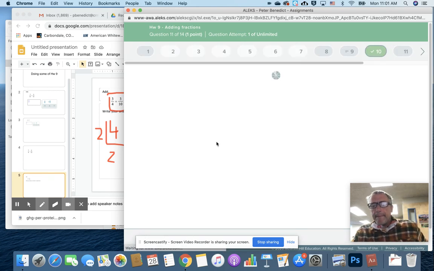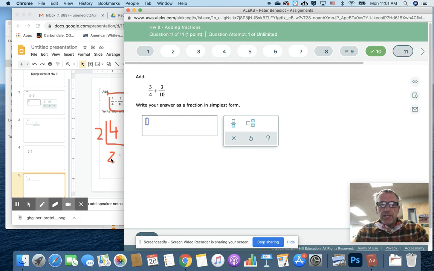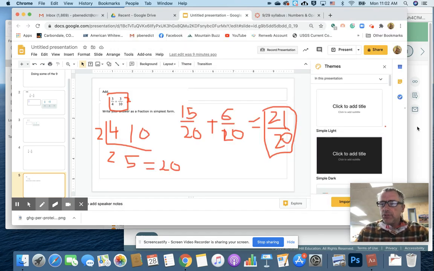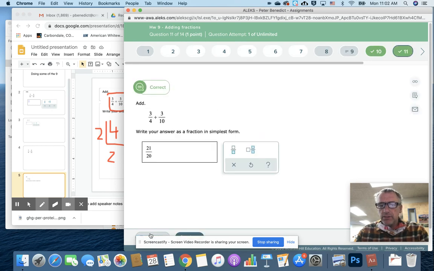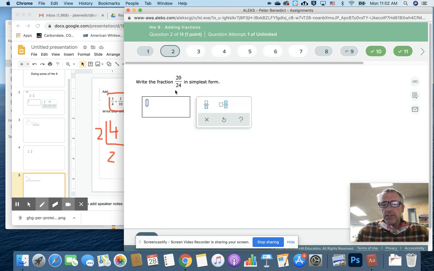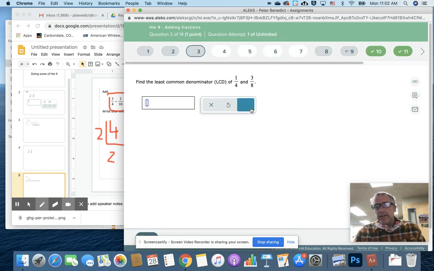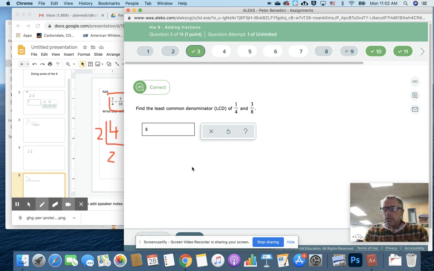Let's do one more. And this is the one that I just did here. And so then I'm just going to enter in, I just hit this fraction button and then say 21/20. And even though it's an improper fraction, it'll still say I'm correct. All right. And then I have a few review problems towards the front. Like write this fraction in simplest form, like we did the other day, and finding the least common denominator of this. In this case, this would just be 8 because 4 goes into 8. Let's check and see if I got it right. Yay!